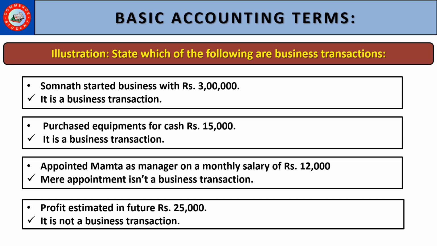Second, purchased equipment for cash rupees 15,000. Again, it is a business transaction because an asset is purchased for business.